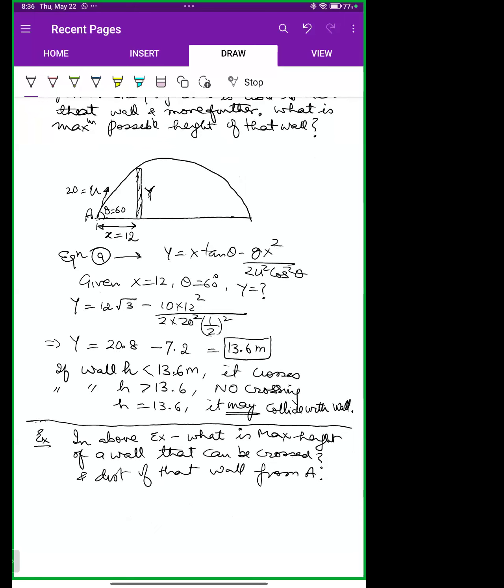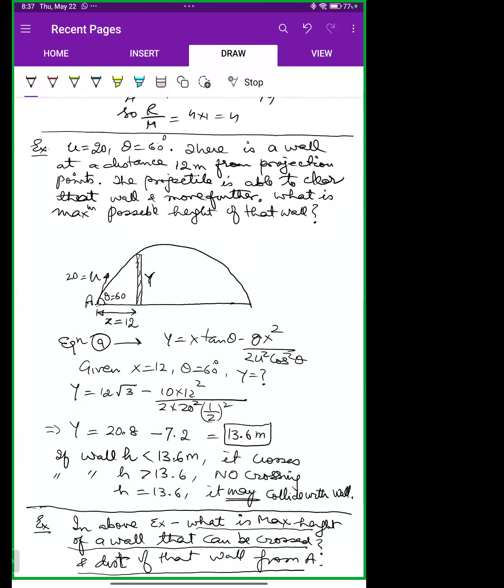No, you did not read the question. In above example, what is the maximum height of a wall that can be crossed? And distance of that wall from A. Sir, can we use H? It is capital H. See, I have changed the question. I did not read the question properly. Sir, can I answer for the max height of the wall? Yes, it is the max height. Sir, is it 15 meters? Yeah, so whatever it is, let me see.